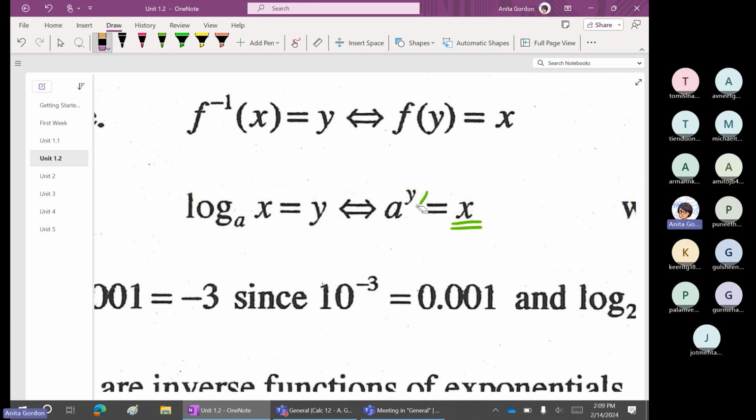If I erase all of this, in my head what I'm doing is taking this base, putting it here, pushing that log away, and then I'm left with x on the side and base a to the power y. Those are inverses, as we said.